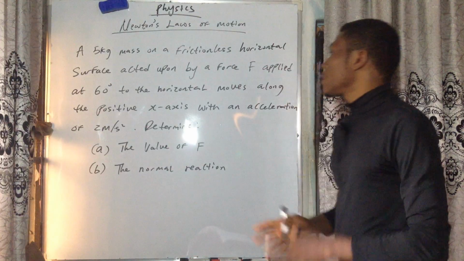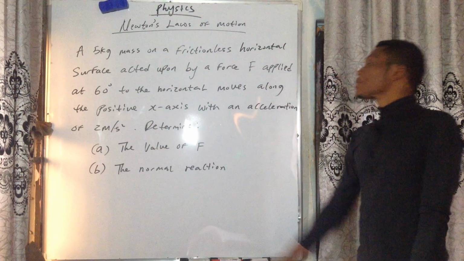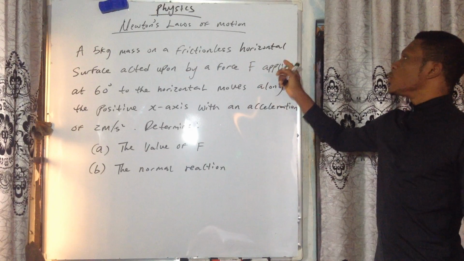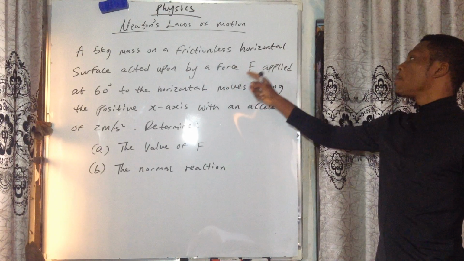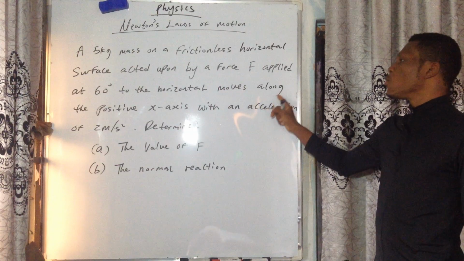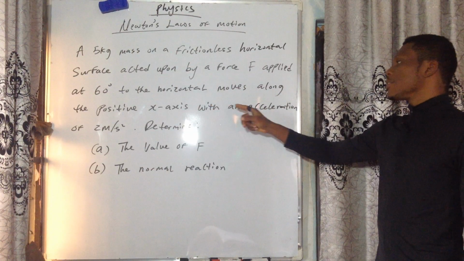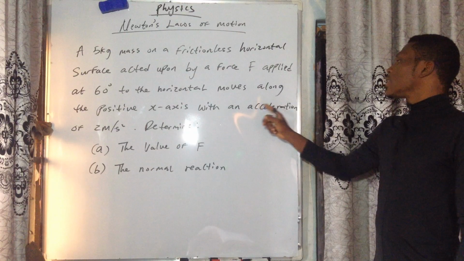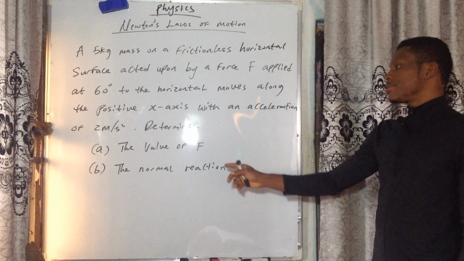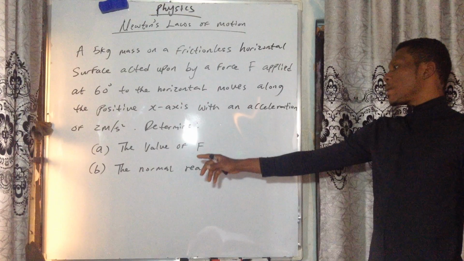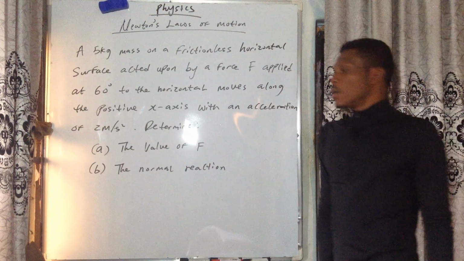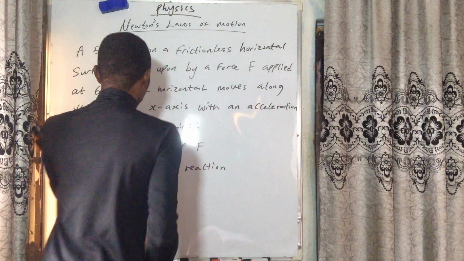Now, if you look at this question, the question says that a 5 kilogram mass on a frictionless horizontal surface, acted upon by a force F applied at 60 degrees to the horizontal, moves along the positive x-axis with an acceleration of 2 meters per second squared. Determine the value of F, that is the applied force. Number 2, the normal reaction. Now let us take care of this question.